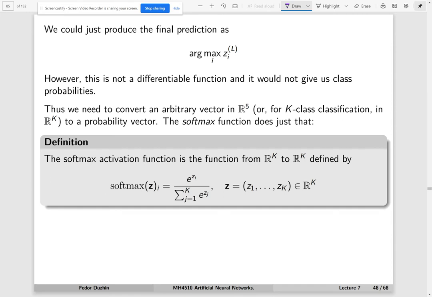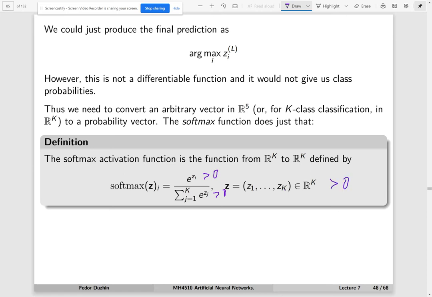So the default choice is this softmax function. Let me verify that the softmax function actually does that. First, I notice that in the softmax, the numerator is e to the z_i, so it's positive. The denominator is the sum of e to the z_j, so this again is positive. So the softmax function is positive, right? Every entry of the softmax function is positive.